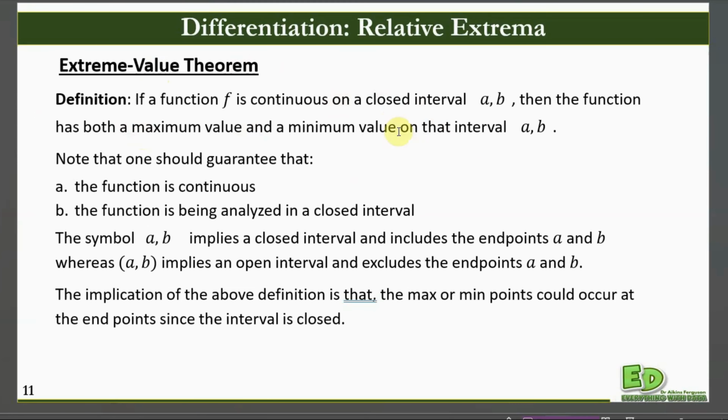If a function f is continuous in a closed interval [a, b], then the function has both a maximum value and a minimum value on that interval. Note that one should guarantee that the function is continuous. One, the function is being analyzed in a closed interval. Two, the symbol [a, b], in square brackets, implies a closed interval and includes the endpoints a and b. So from that question that we did earlier, the endpoints are 0 and 80, right? Whereas (a, b) implies an open interval and excludes the endpoints a and b, right?